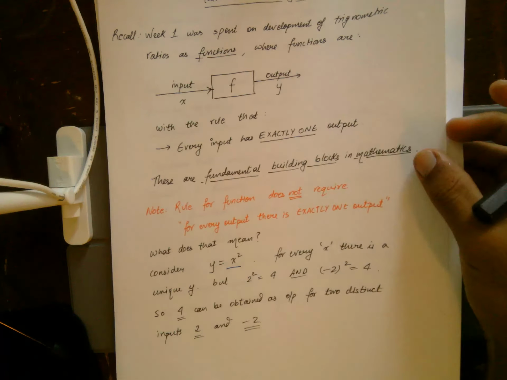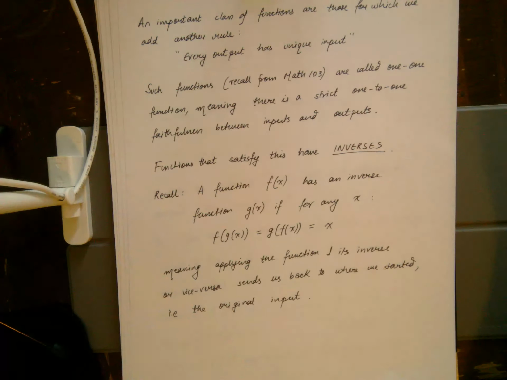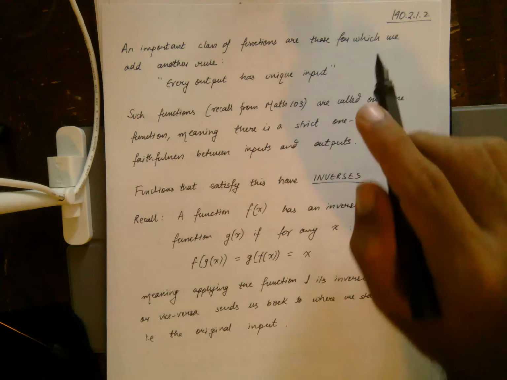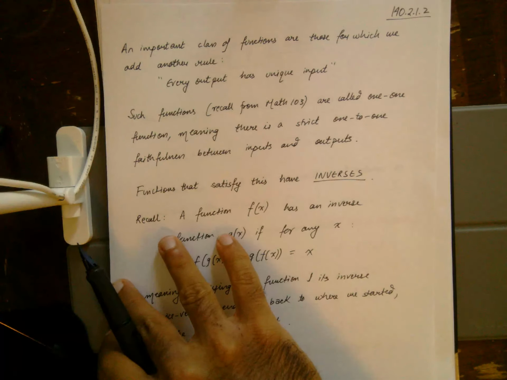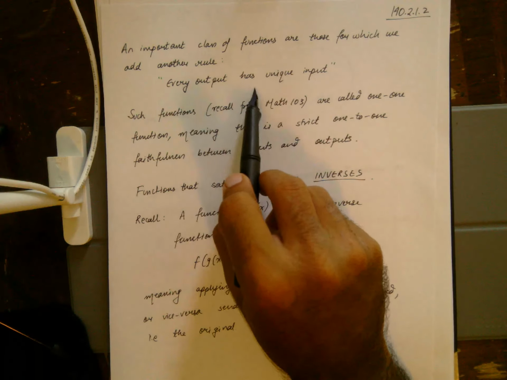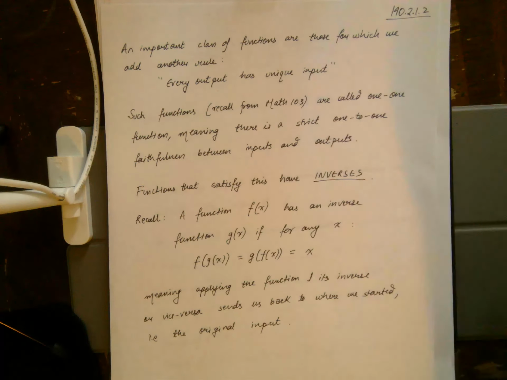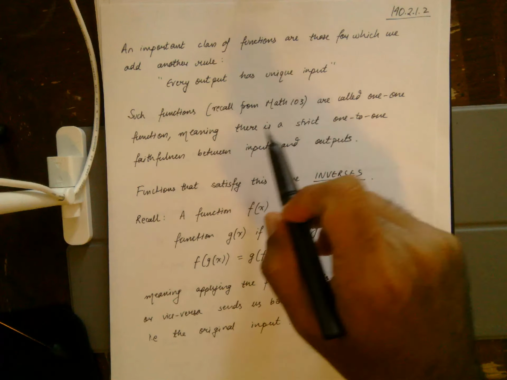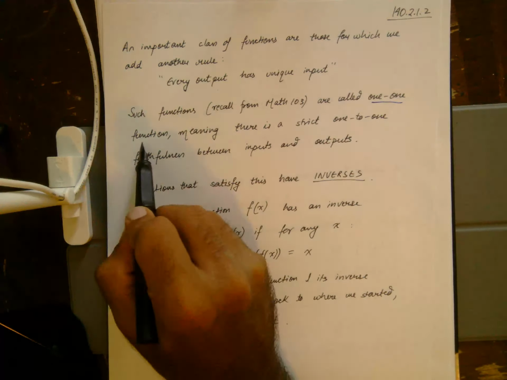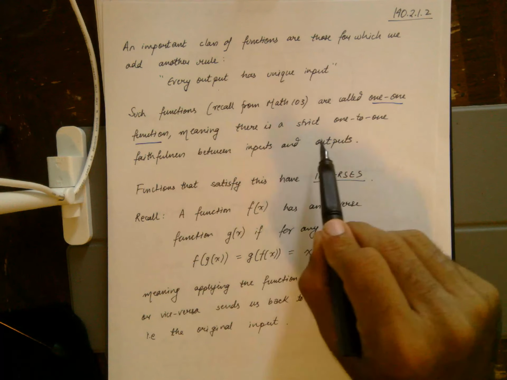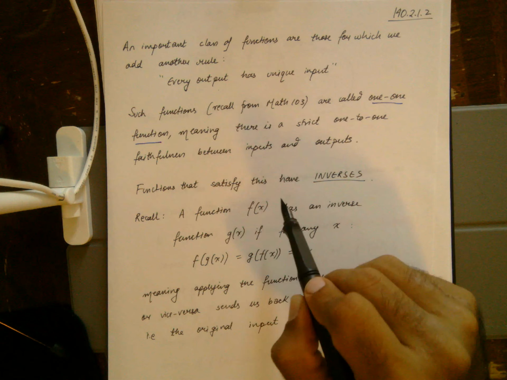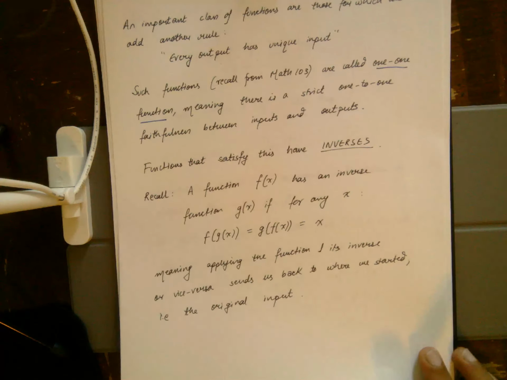The reason we discuss this is because an important class of function that arises naturally, called the inverse function, will have this added rule that every output has exactly one corresponding input. Such functions, which you covered in Math 103, are called 1-1 functions. So there is a strict 1-to-1 faithfulness between the input and the output. Functions that satisfy this are said to have an inverse.